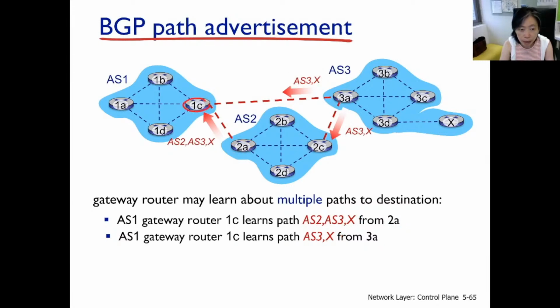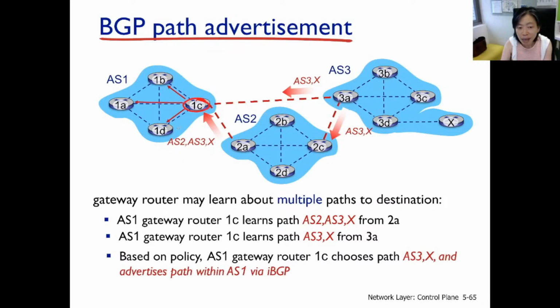At this point, 1C sees two advertisements coming in. Before 1C propagates any of the paths further, it needs to check the import policy. So AS1's gateway router 1C needs to choose. It could choose one of the two, or it could just take both of them.